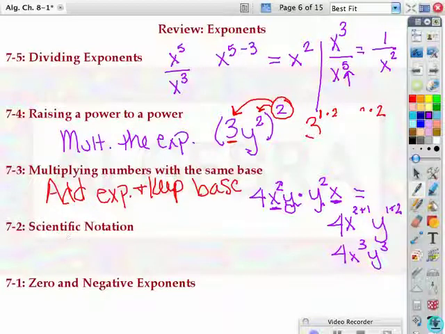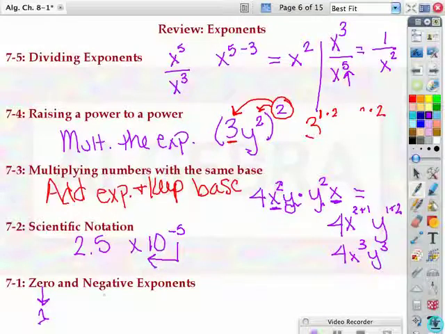Scientific notation, number between 1 and 10, so 2.5 times 10 to the negative 5th. Negative means move to the left. And if it was a positive exponent, you would move it to the right. 0 and negative exponents, anything to the 0 power is always the number 1.